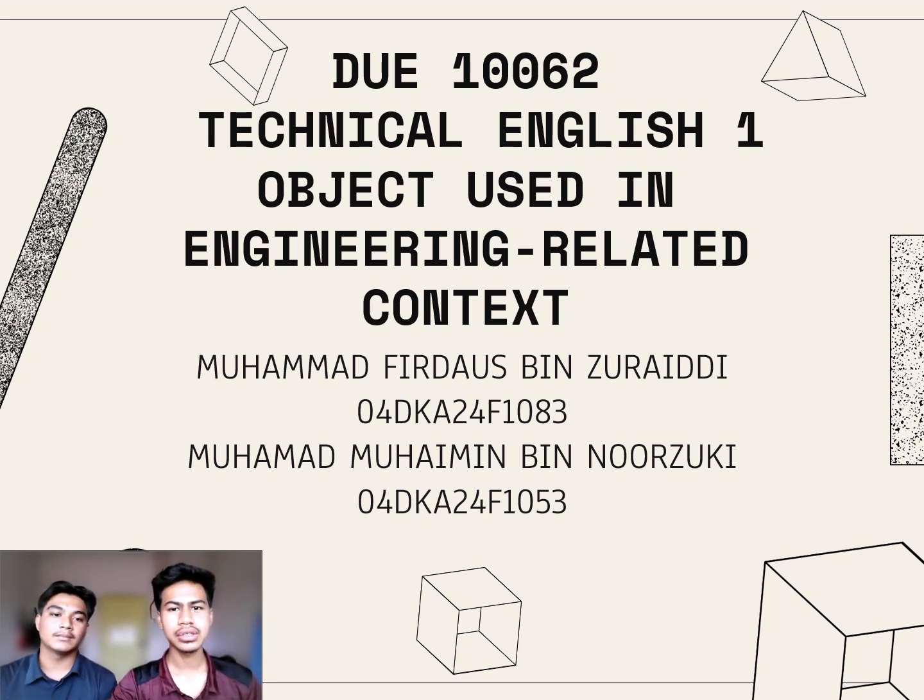First, let me introduce myself. My name is Muhammad Firdaus bin Zuraidi and my metric number is F1083, and beside me is Muhammad Muhaimin bin Razaki and my metric number is F1053. The topic of my presentation is objects used in engineering related contents.